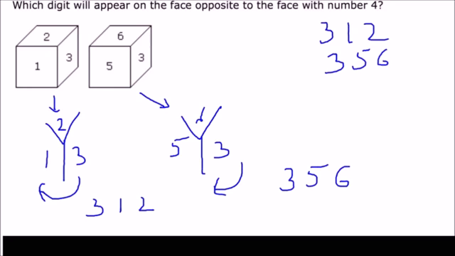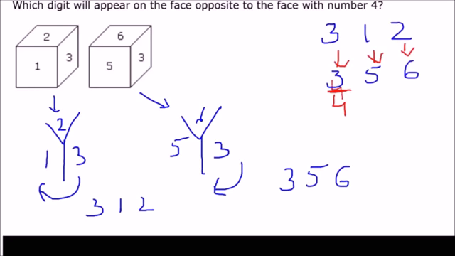Now the opposite to 2 is 6, opposite to 1 is 5, and opposite to 3 it can be 4. The remaining number is 4, so that's it. As you were asked to find the number which is opposite to the number 4, you got the answer, it's 3. That was it.